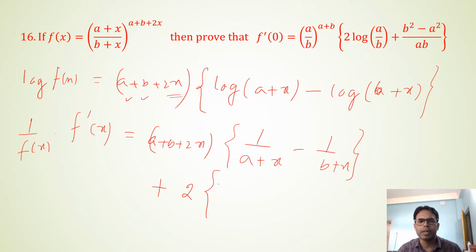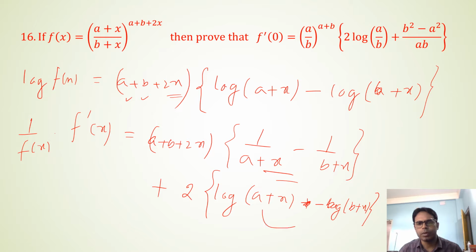and the rest of the terms remaining same, log of a plus x minus log of b plus x. Now just simple calculation. After that we combine these two logarithms, we take LCM in these two, simplify, then we proceed in this way.